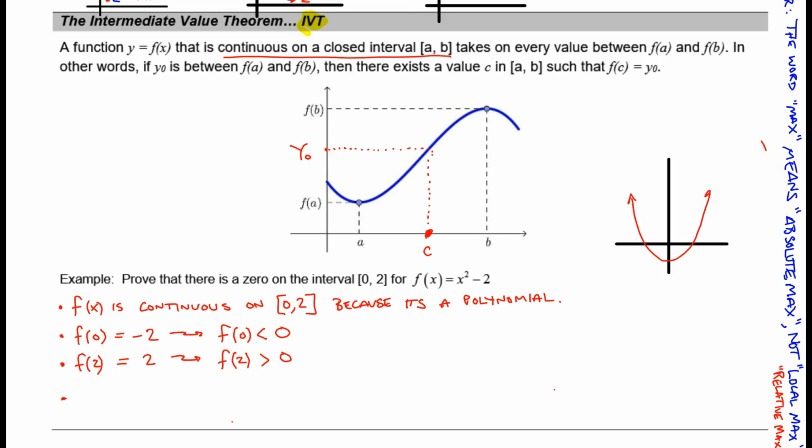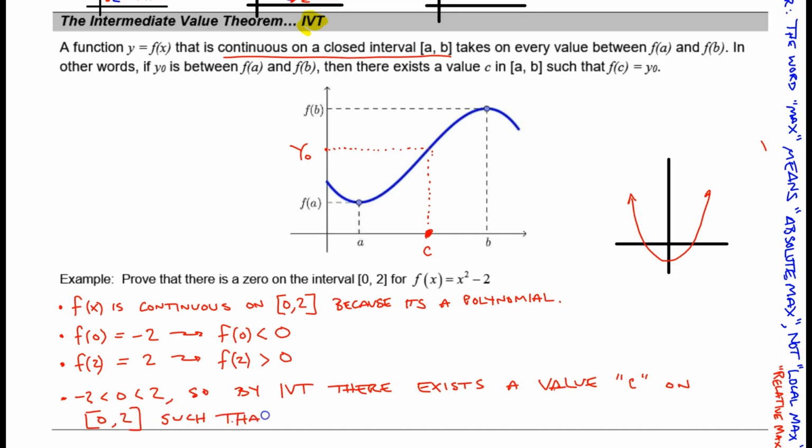So I can make the following statement. -2 is less than 0, which is less than +2. So, by the intermediate value theorem, there exists a value c on the interval from 0 to 2 such that f of c equals 0. And folks, congratulations, you just used the intermediate value theorem to prove that there is a 0 on the interval from 0 to 2 for f of x equals x squared minus 2.